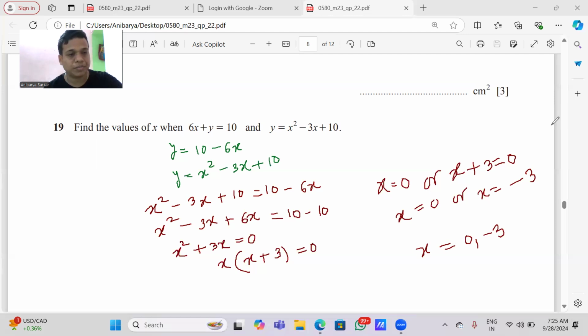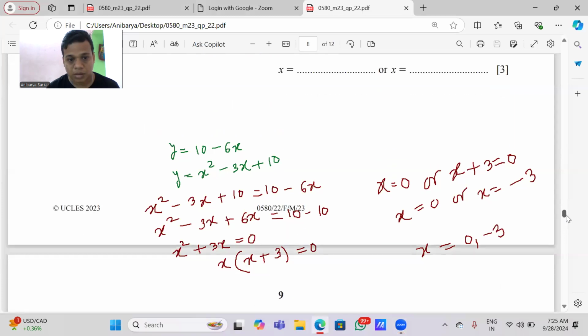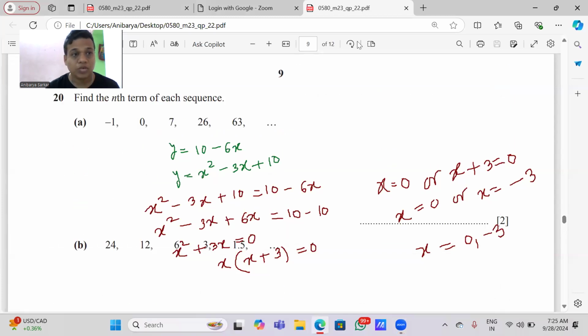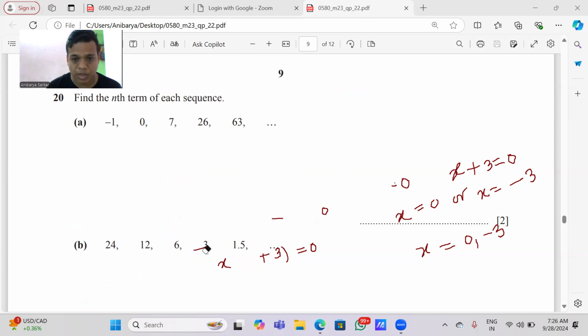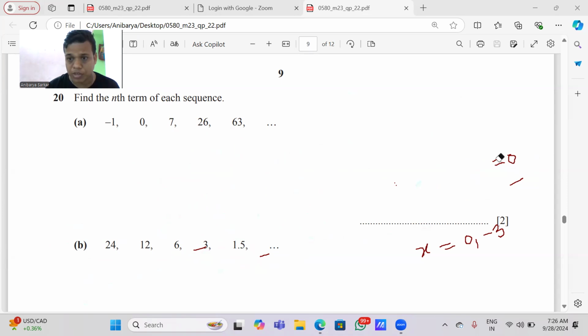The next question is a very simple question, and it is from the sequence. Every time you can check in your exam paper, past paper questions, that one question comes from sequence. It is one or two questions, not only one, one or two questions will come from the sequence part. So this part I can solve.